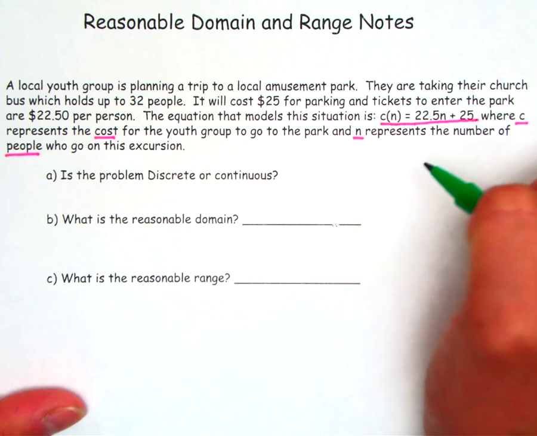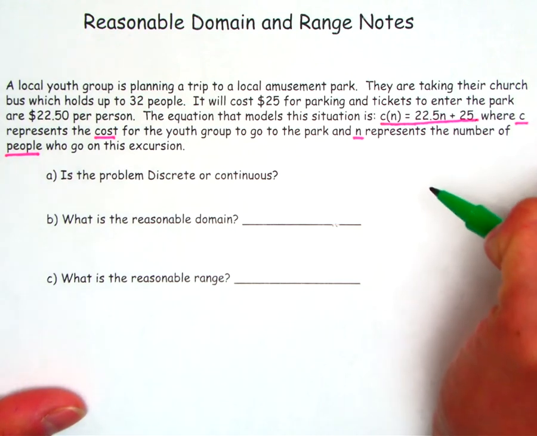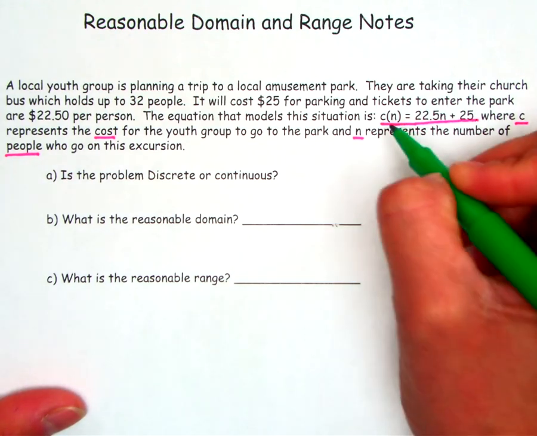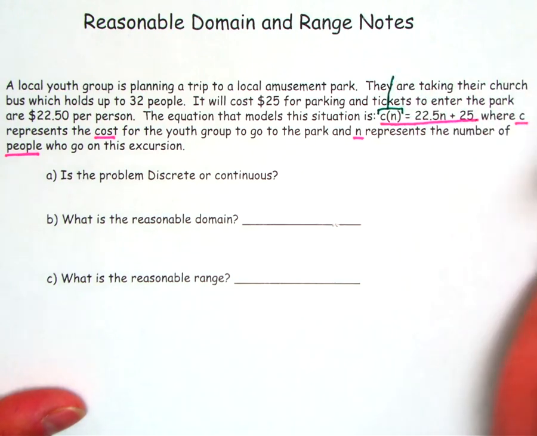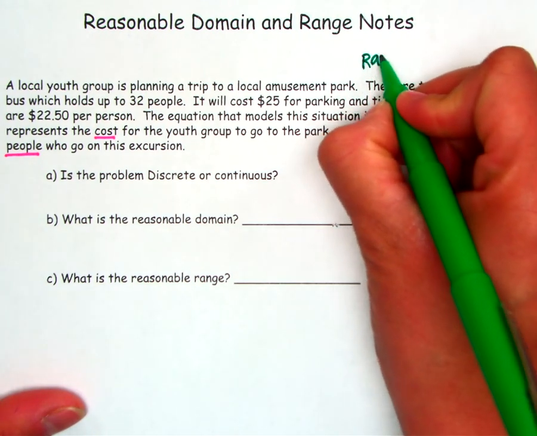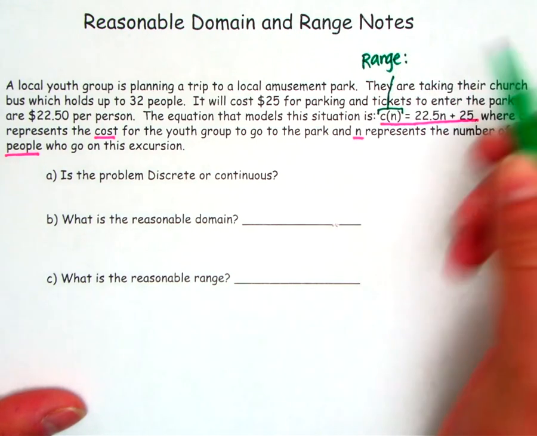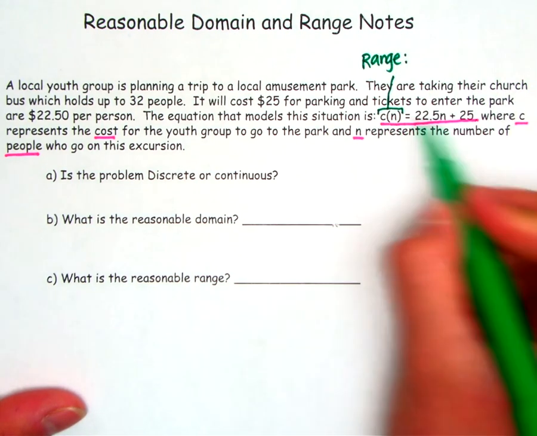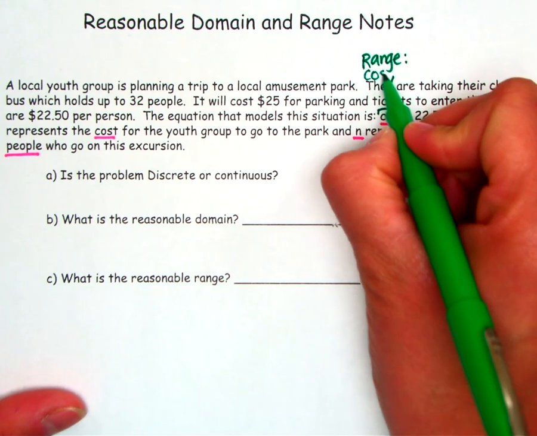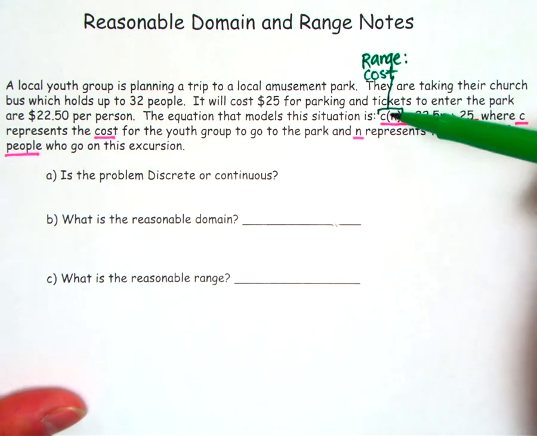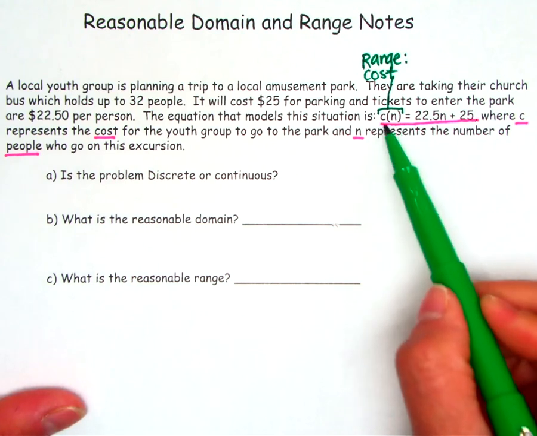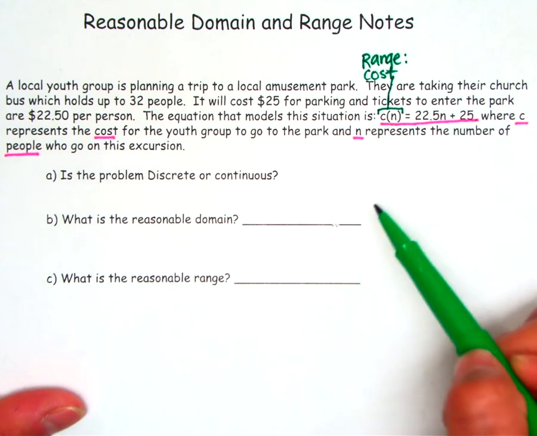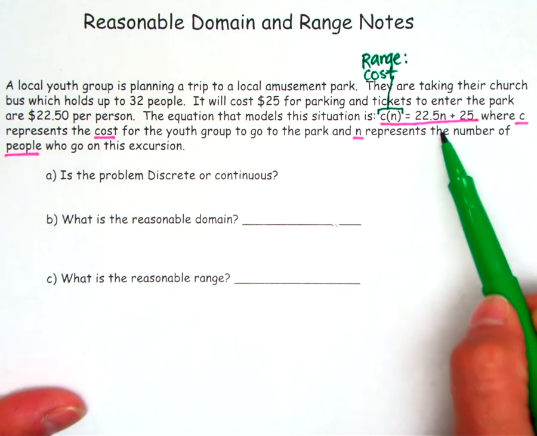When you're given the equation, you want to quickly identify what the domain and range are. So C(n) is our function notation for y. So this is our range for this situation. And our range is discussing the cost. So range is the cost. It is the output. It is the dependent variable. The dependent variable is depending on how many people are going to go on this excursion.